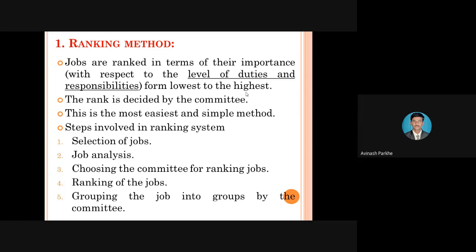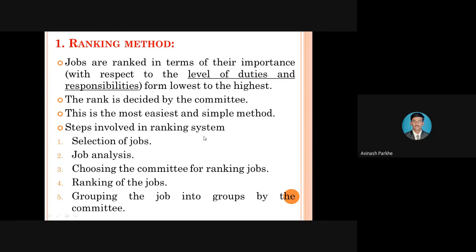For that purpose, I have to follow some steps. Here I have written that the ranks are decided by the committee. If I have to give the ranking, one committee is to be decided. That committee contains skilled operators, those who have the maximum experience in the industry and good knowledge related to job evaluation. First of all, we have to decide such a committee, and that committee will give the rankings. So this is the easiest and simplest method.